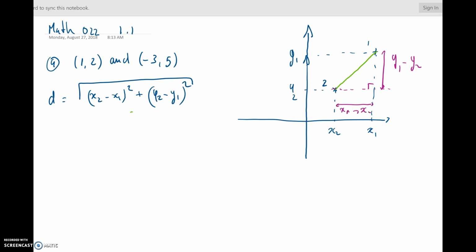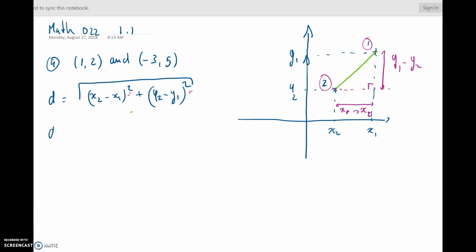You might tell me, wait a minute, you told me x2 minus x1, but now you are telling me x1 minus x2, because I named this point 1 and this point 2. But at the end of the day, it doesn't matter because you have a square inside your formula. Then you just need to substitute the values inside your formula.